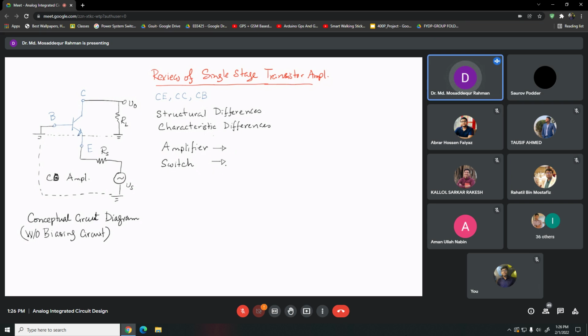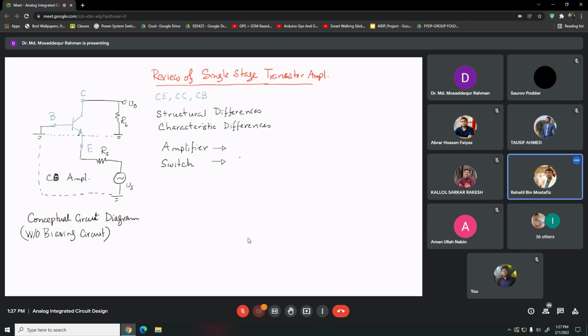What will be the mode of biasing for an amplifier? It's forward biased. Yeah, we forward bias the PN junction, forward bias, reverse bias. But the mode of biasing for the transistor, there are three modes. Do you remember? What are those three modes?